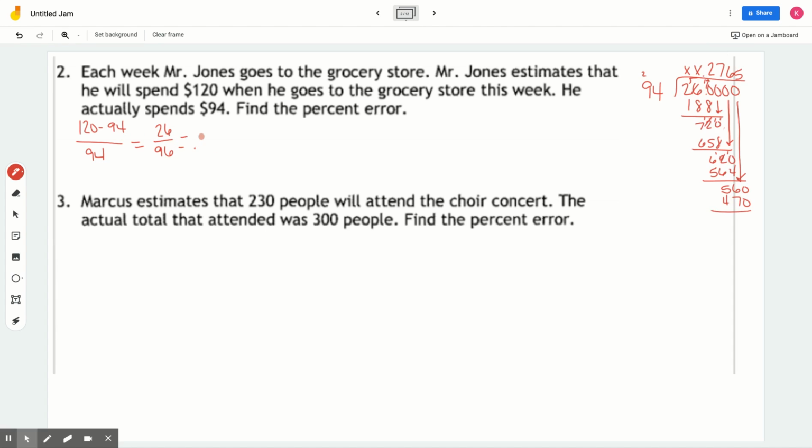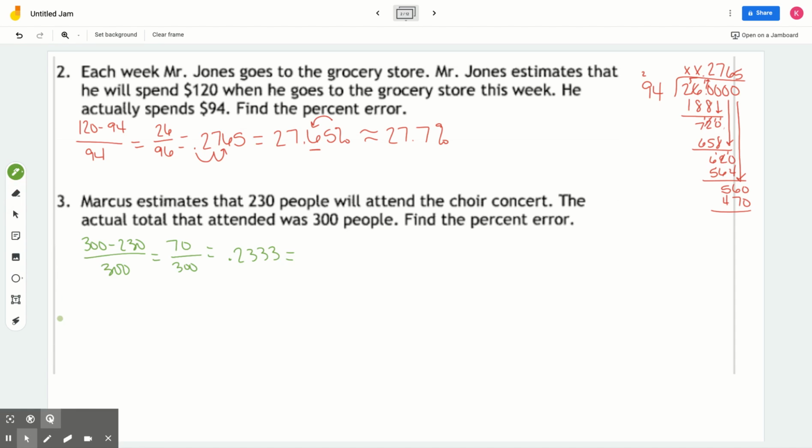So we have 0.2765. Again, go ahead and try to change this to a percent by rounding to the nearest 10th of a percent. You can see that we're going to need to move the decimal 2 places to the right to get 27.65%. Rounding to the nearest 10th would give us approximately 27.7% of error. Now, let's go ahead and try number 3 on your own.